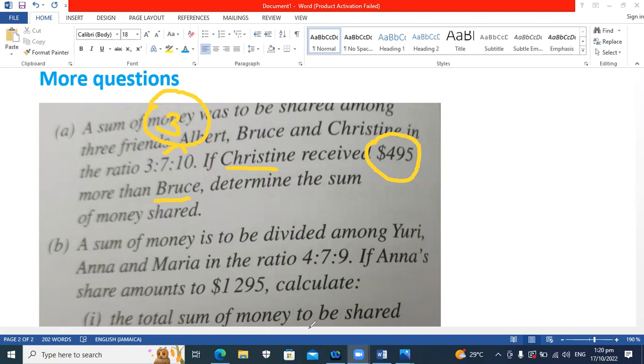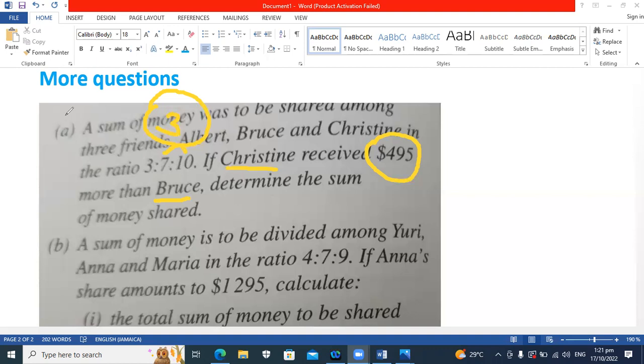All right. So Christine will not get 3 more points more than what? Bruce, right? Let me ask a question. How much more points does Bruce get more than Albert? 4. So the difference between 3 and 7 will be what? 4. All right.